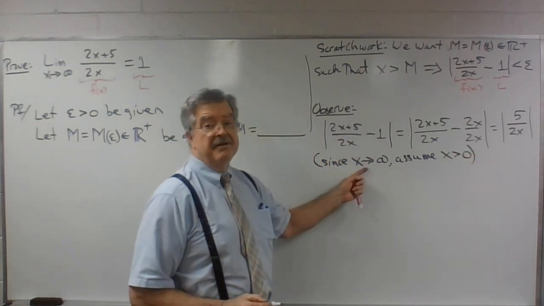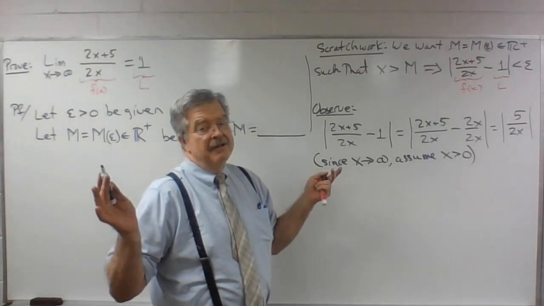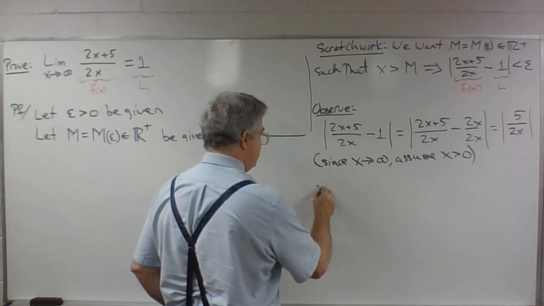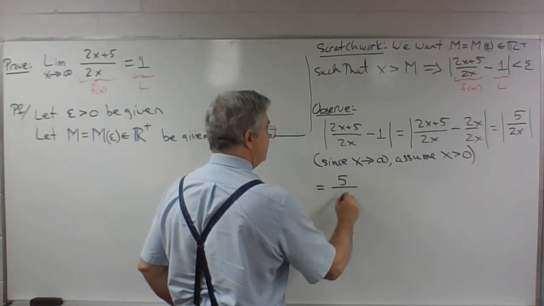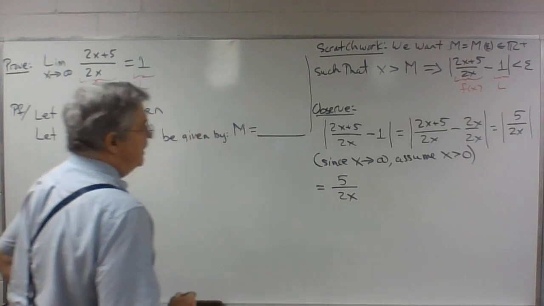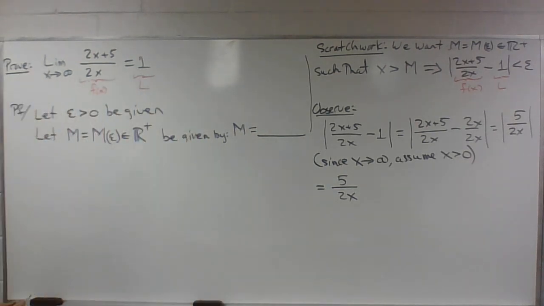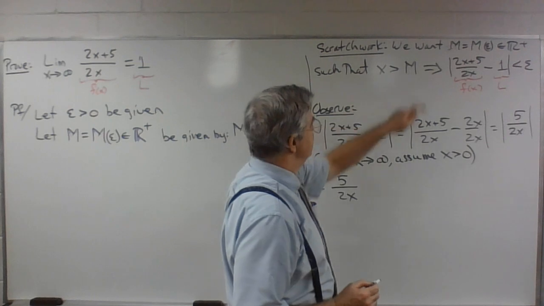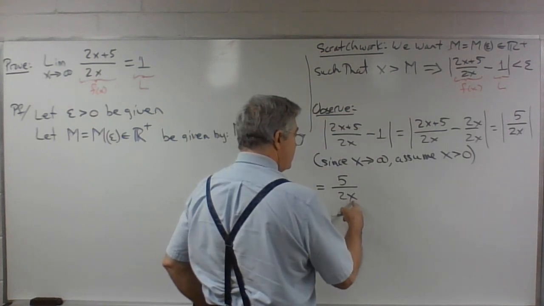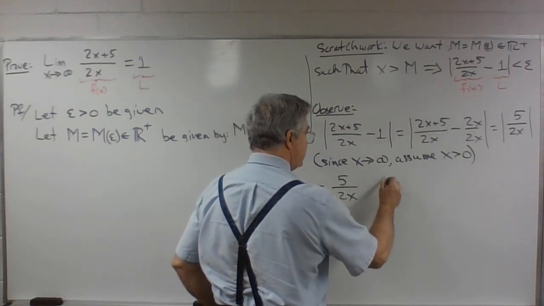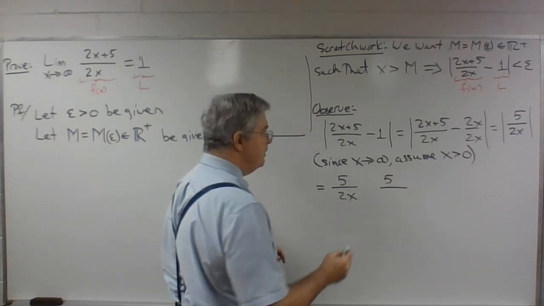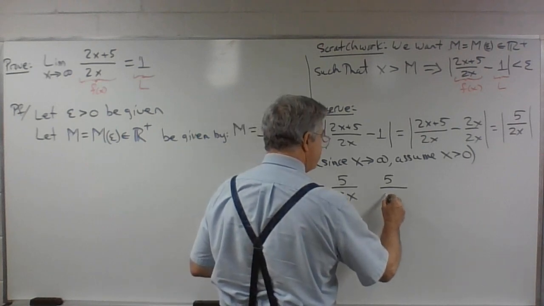X is approaching infinity. It's got to be positive. So there's really no need for absolute value bars there. We just get 5 over 2x. And let's see. We're under the assumption that x is greater than m. So I ought to be able to replace x with m here. I don't know what it's going to do to the equation or inequality, but I'm going to replace x with m.